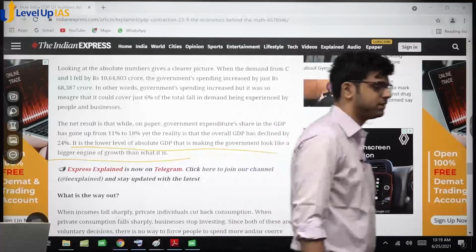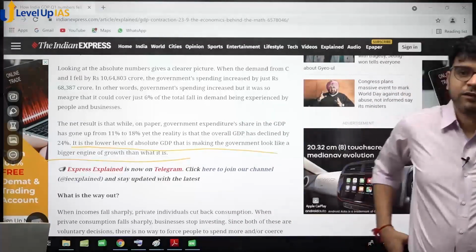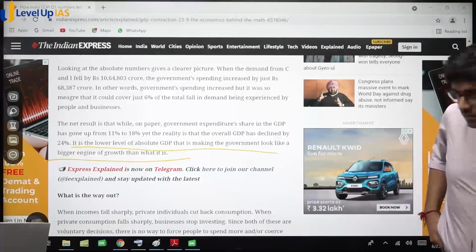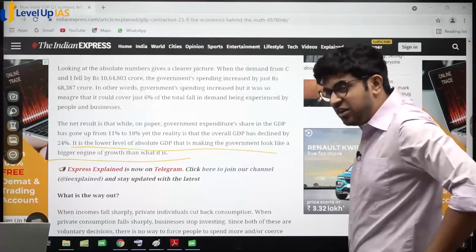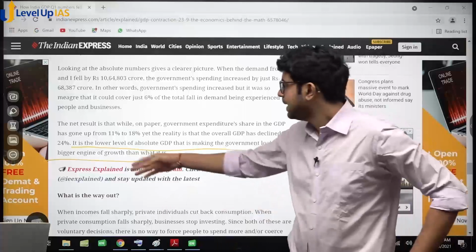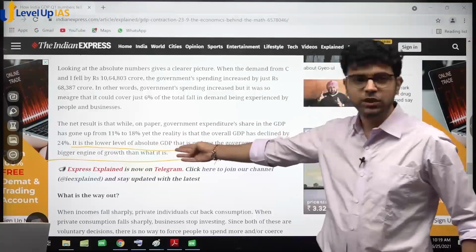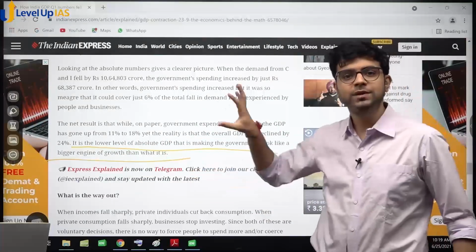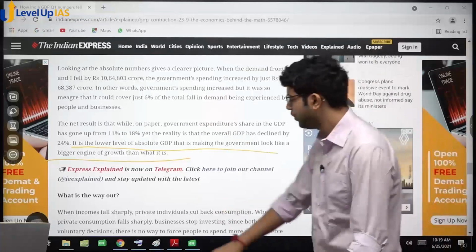What is the meaning of this? We have learned something yesterday which captures this. It is the lower level of absolute GDP. See, how do you calculate how much is G's share out of it? What will you do here?